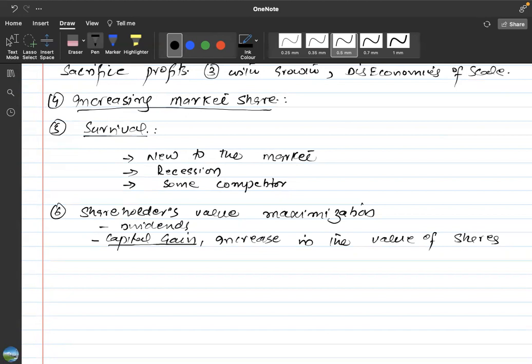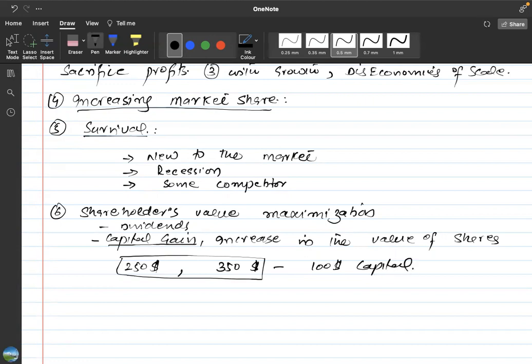For example, you have purchased a share of some public limited company like Nestle of $250 in 2017. Now in 2020, the share price has become $350. This $100 increase in the share price is called capital gain, the increase in the value of share. That capital gain is the value maximization of the shareholders. If business becomes profitable, the value of the shares rises in the future, and we might call it the shareholders value maximization. That is one of the objectives of the business too.